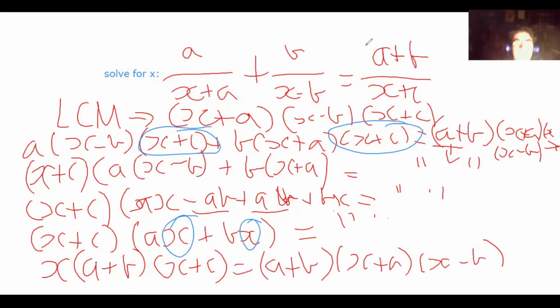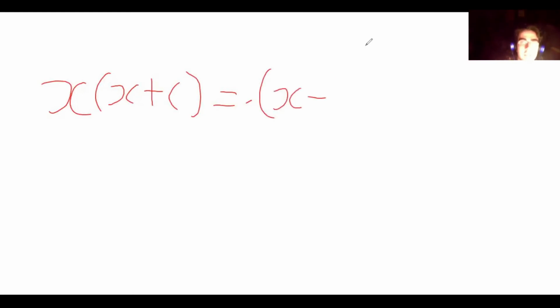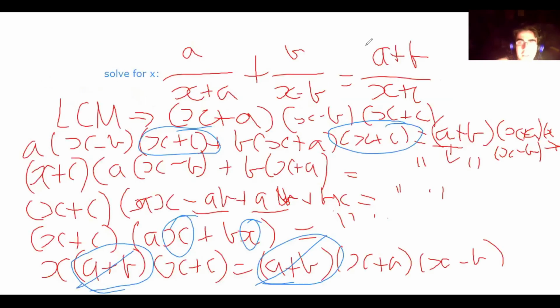Is there anything common about both sides? Well, yes, we have a plus b. So now we can use the second thing we want to look at, and that's simplifying. We can get rid of the a plus b because it's the same on both sides. So now I'm going to have to write this on another page. We're left with x times (x plus c) equals (x minus b)(x plus a). Let me just double check that. Yeah, perfect.